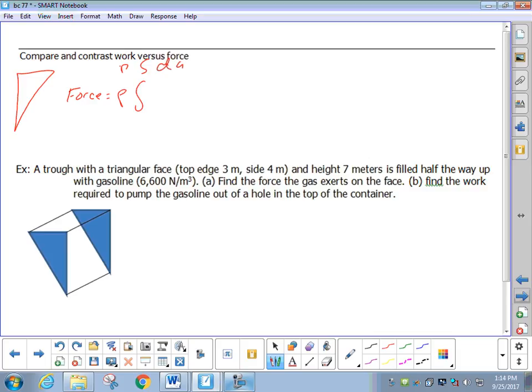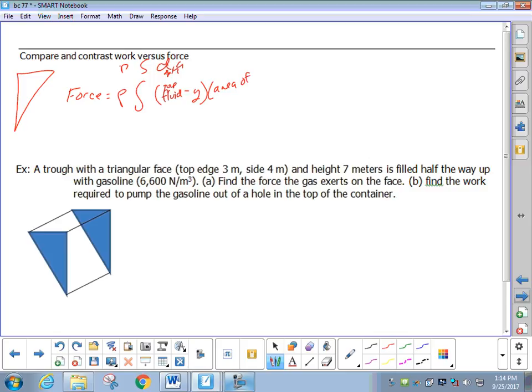So depth. When I say depth, is that starting at the top of the fluid or the top of the container? If I have a container that is 5,000 meters tall and the water level is at 50, then how deep is this slice? 50 minus y. So is it about the top of the container or the top of the fluid? Fluid. Okay. It's top of the fluid minus y. And the area is the area of each slice, not the area of the container.